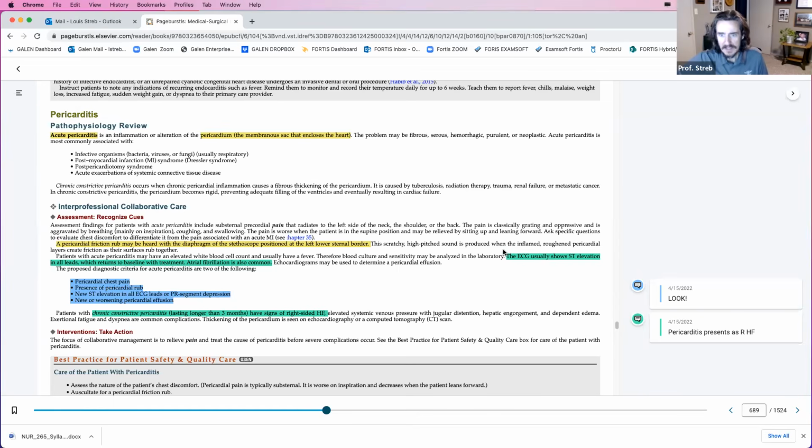Absolutely. Down here as well, the ECG shows an ST elevation in all leads. Why? Because AFib is very common in this as well. It starts to cause a problem with the atrium. So acute pericarditis can cause AFib. It can cause clotting. It can cause these ST elevations. So right here, pericardial chest pain, presence of a pericardial rub, ST elevation, new or worsened pericardial effusion. There's all kinds of things associated with it.